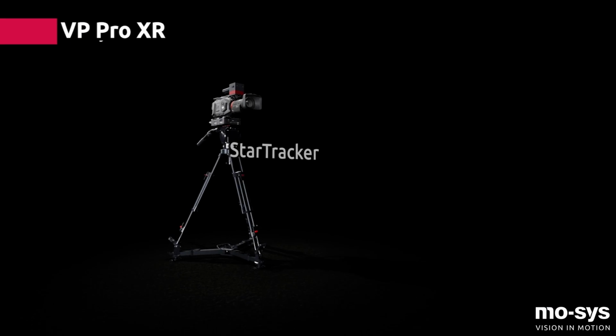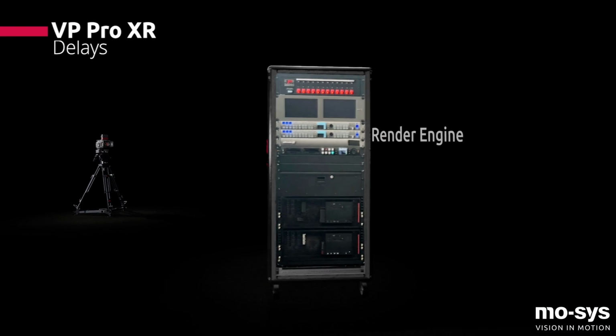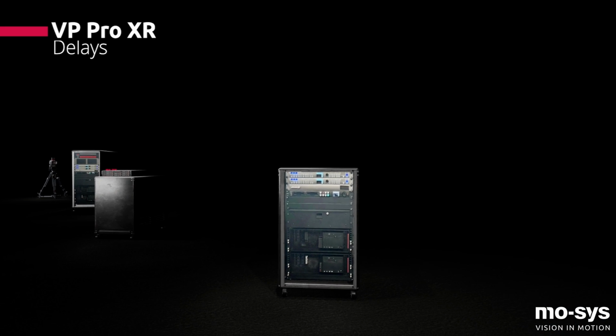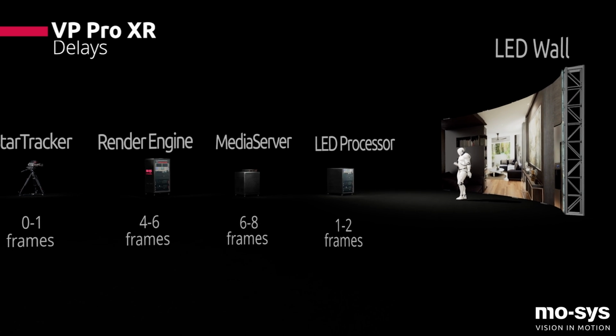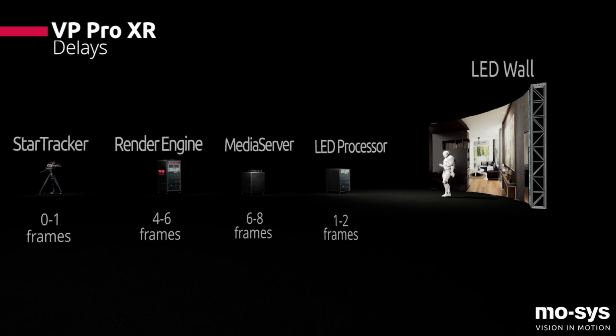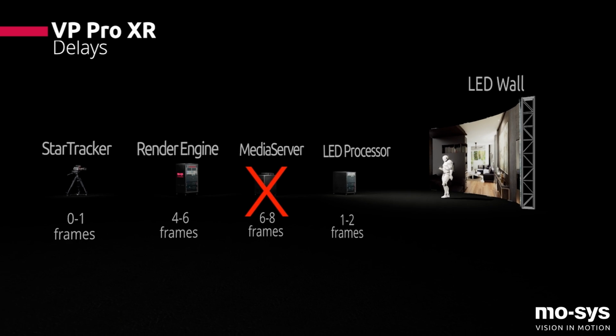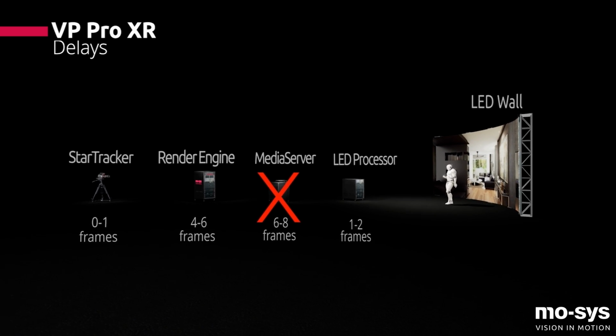Delay is a significant problem with XR production. The delay is generated by the cumulative time taken for tracking data to reach the graphics engine, the engine to create the correct scene perspective, and for this to be displayed on the LED volume. In the animation, you can see exactly where the delay is generated. With VP Pro XR, we remove the need for a media server.